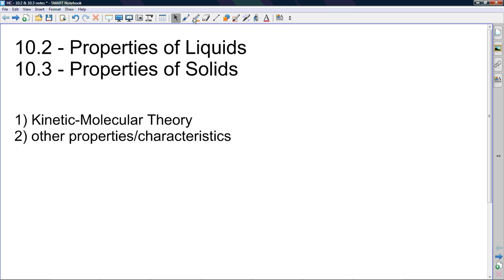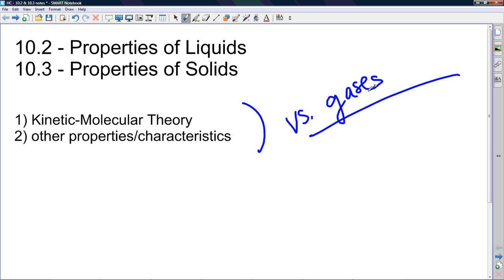So, in both of these cases, kinetic molecular theory and other properties, the big thing that's going to come out of this section is to discuss how these compare to gases, because how gases behave is dramatically different compared to liquids and solids. So as you read through these two sections, you just need to be able to compare and contrast, see the similarities as well as the many differences between gases, liquids, and solids in terms of KMT as well as any other properties and characteristics.